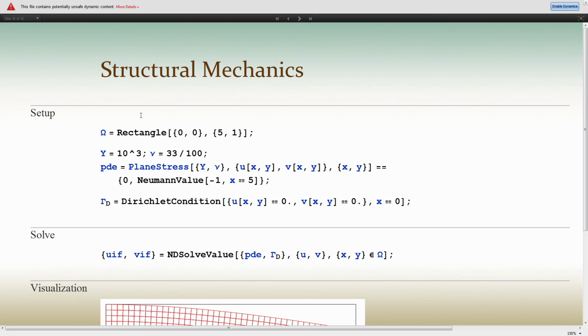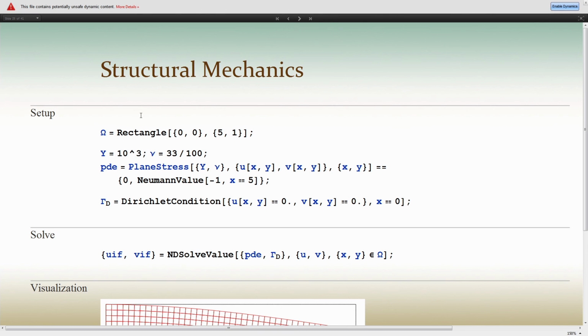So here's an example from structural mechanics. I have a rectangle from 0, 0 to 5, 1. I have Young's modulus 10 to the 3 and a Poisson ratio of 33 by 100. I have a plane stress operator, and that operator works in the dependent u and the dependent v. One is the x direction and one is the y direction. I have no deformation in the x direction, and in the y direction, on the right-hand boundary at x equals 5, I put a force of -1 unit in the downward direction. And on the left-hand side, u and v are held fixed.